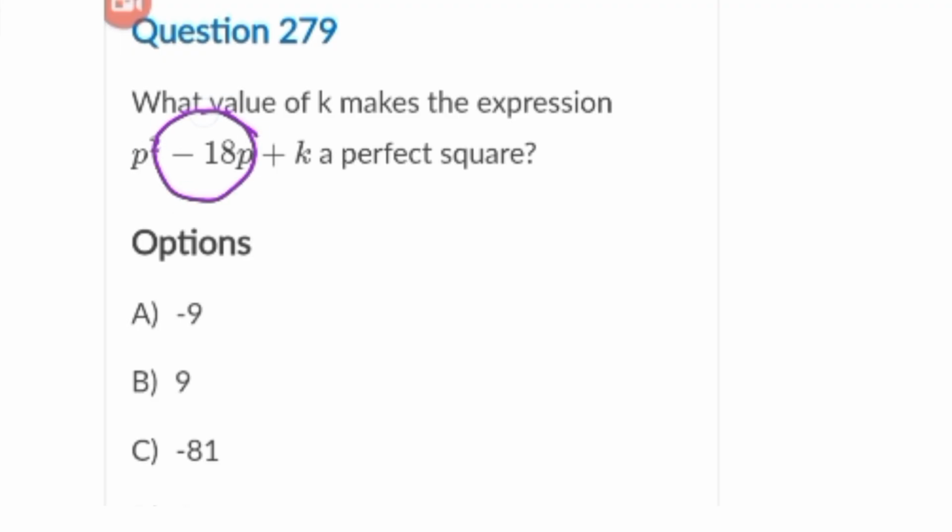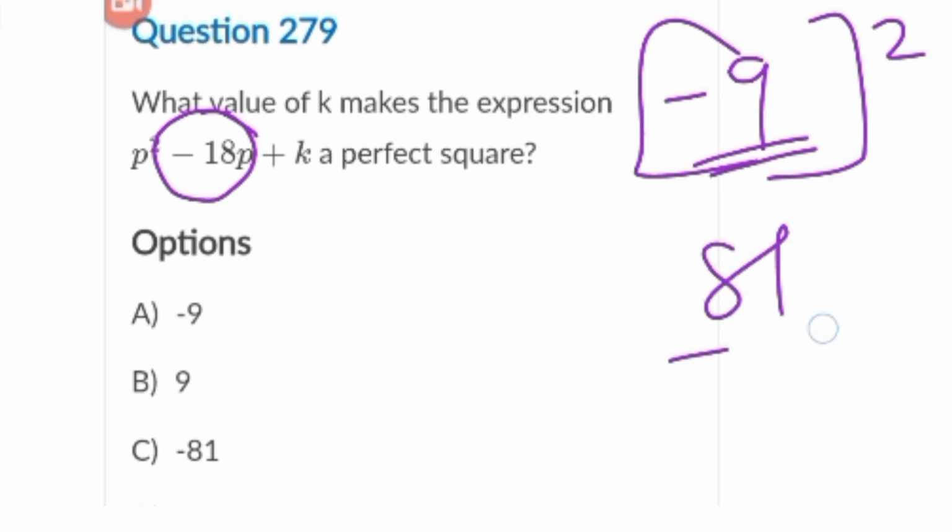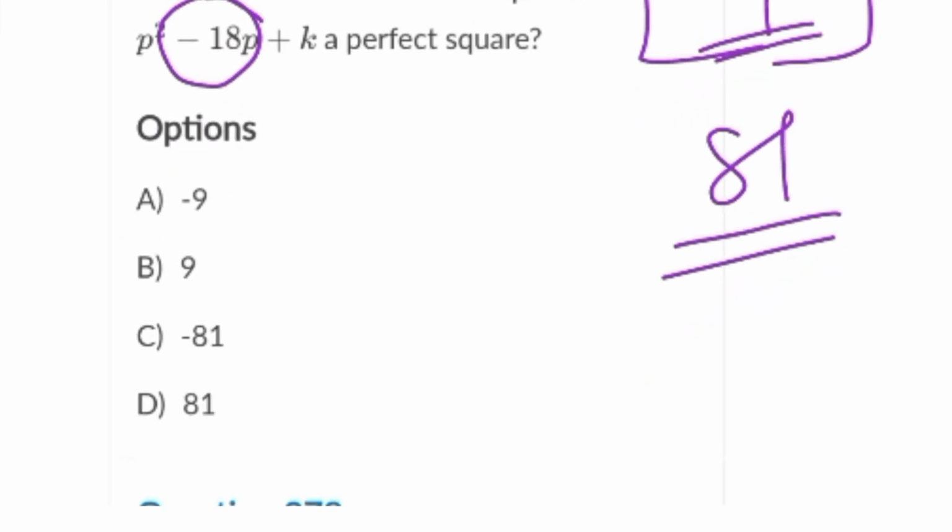So we divide this middle term by 2 first. 18 divided by 2 is 9. Then you now square it. That will give you 81 as the answer. So positive 81, not minus 81. Be careful. So this is the answer here.